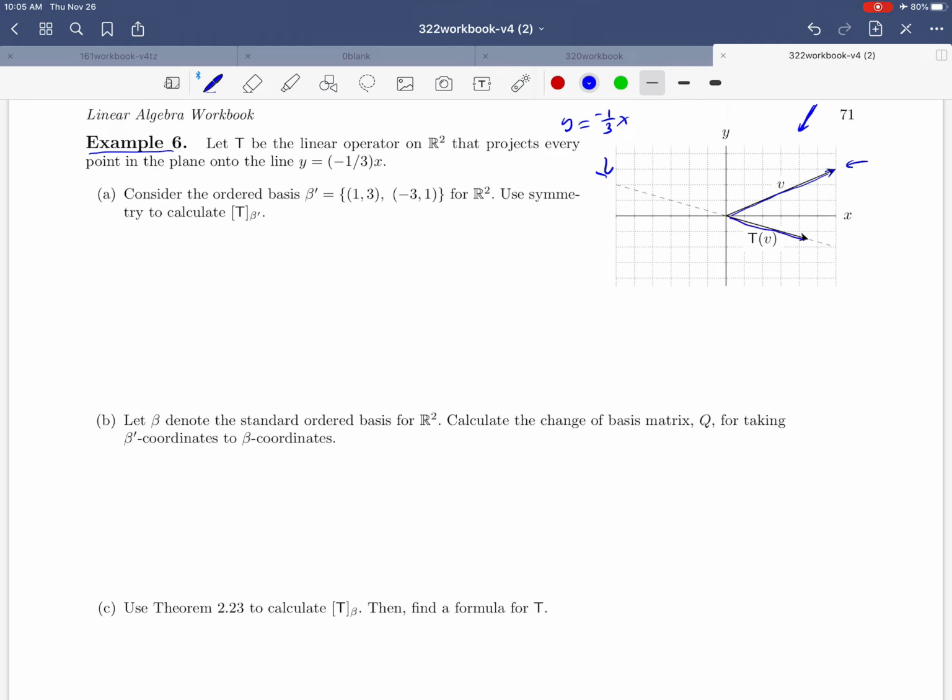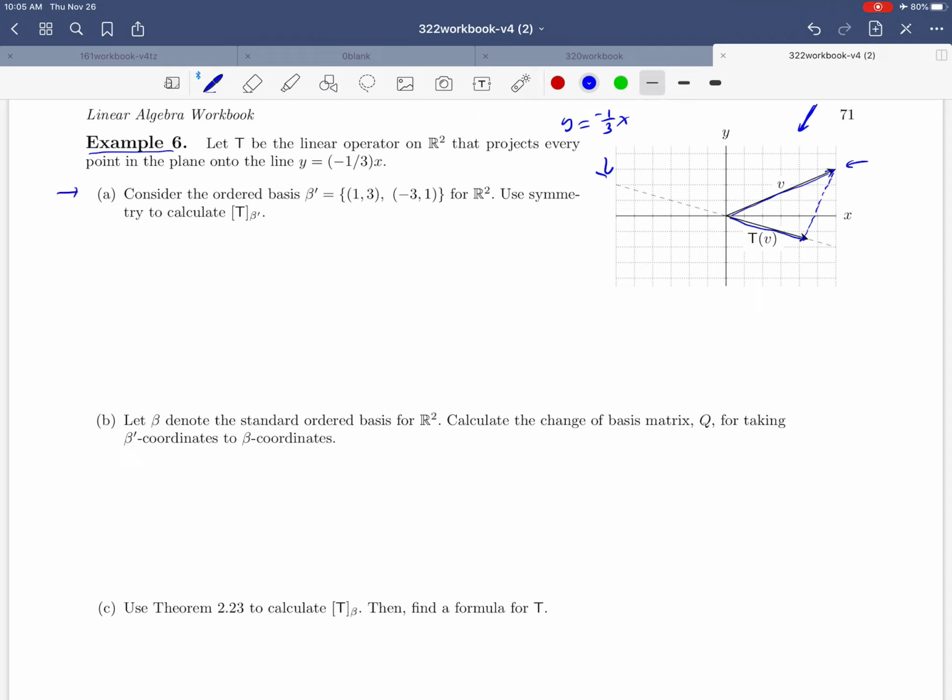So imagine shining that light down, and the shadow of this vector v is going to be right here, because the light's going to go like this. So you can see the v and the T of v for the particular v that they gave us in the picture. And you can imagine doing that for every vector v in the xy plane.